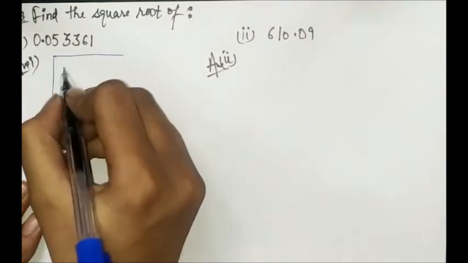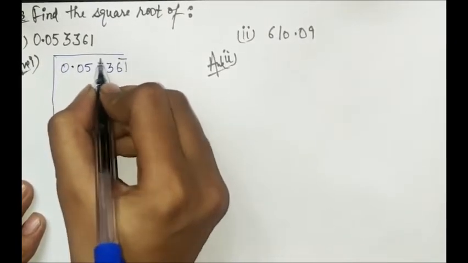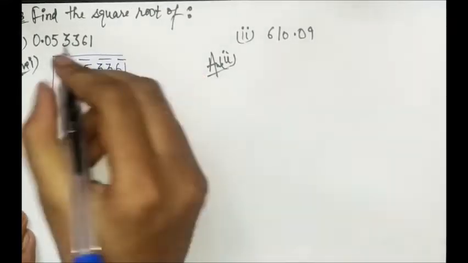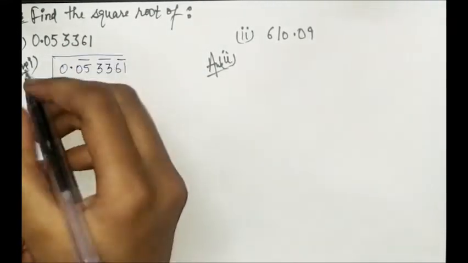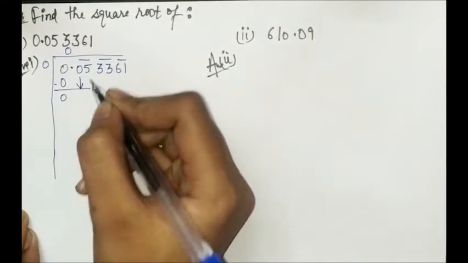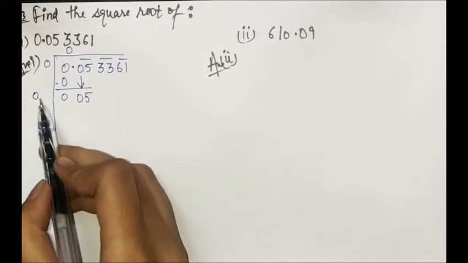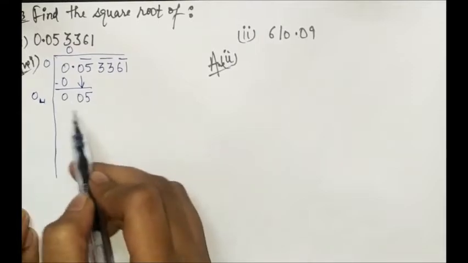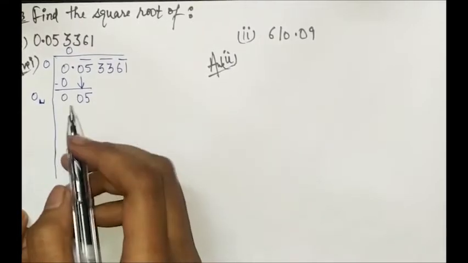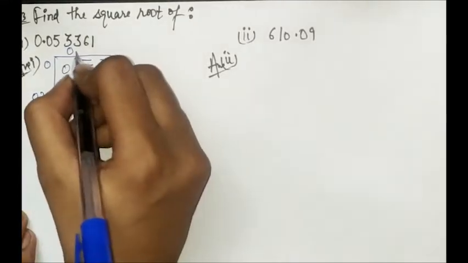So here first we have to make this, and then we will be making pairs: 4 5 3 3 6 1, means one pair is this, one pair is this, and one pair is this. Now you all know that 0 doesn't have any pair, so you will be writing 0, and then you have to put this 05 below. Now the double of 0 is 0, and now you want one number here so that this will be completely divisible or smaller than this. It is so simple that 2 into 2 is 4. So you will be writing 2 here, 0.2.